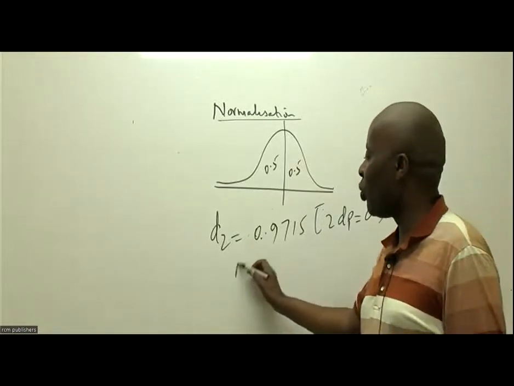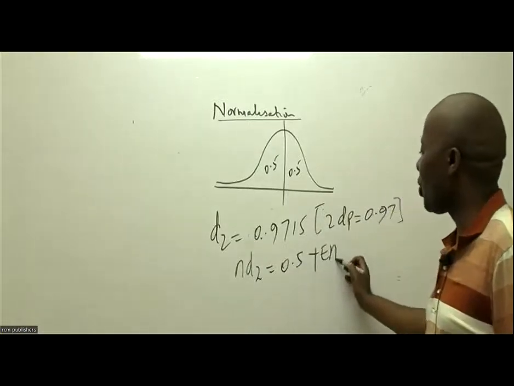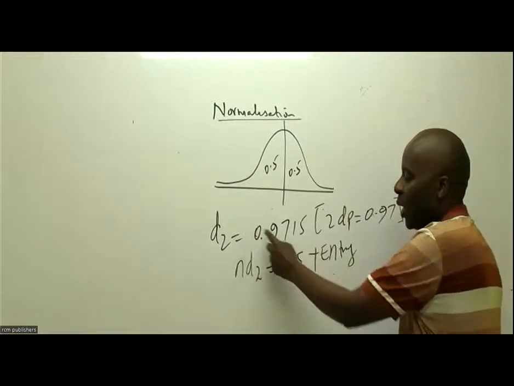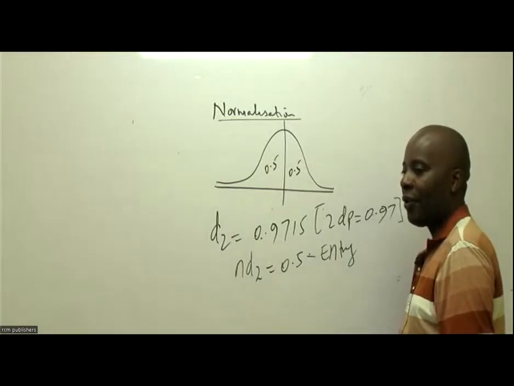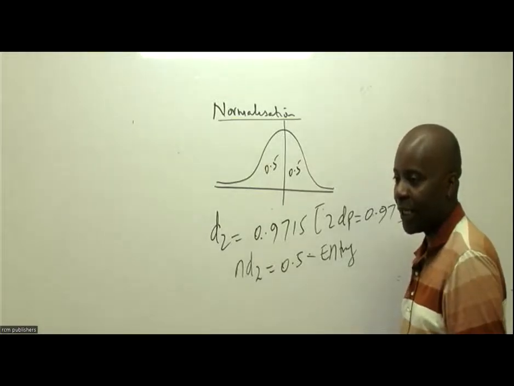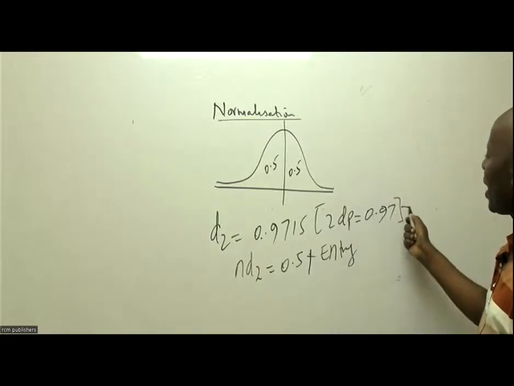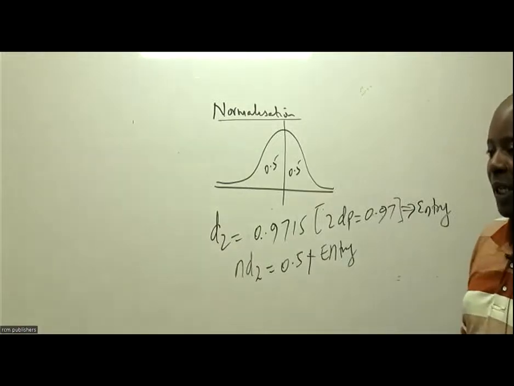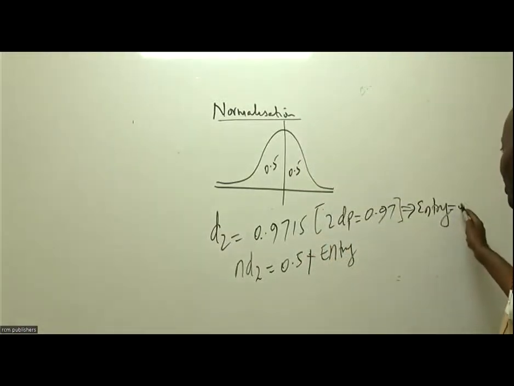Now when I go to ND2, I'll take 0.5 plus the entry that I get. Bernard up there asked, what if this was negative? I would have said 0.5 minus the entry, like that. But fortunately, this one is positive. So for this 0.97, are you able to get the entry from the table? Yes, 0.3340.